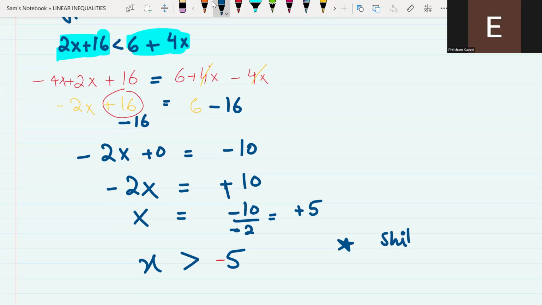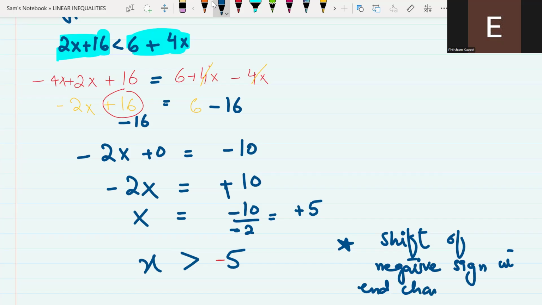You can write this point as well. Shifting of negative signs changes the inequality. Is this point clear?